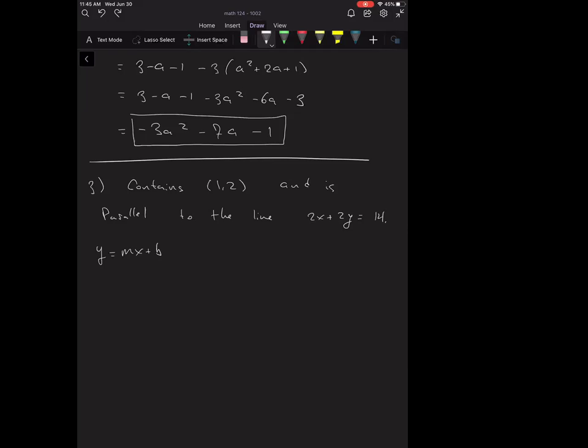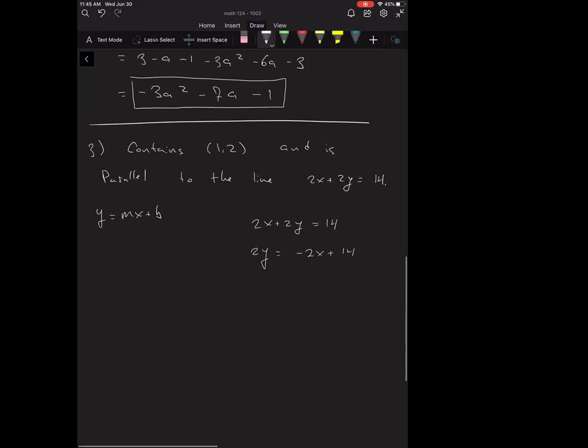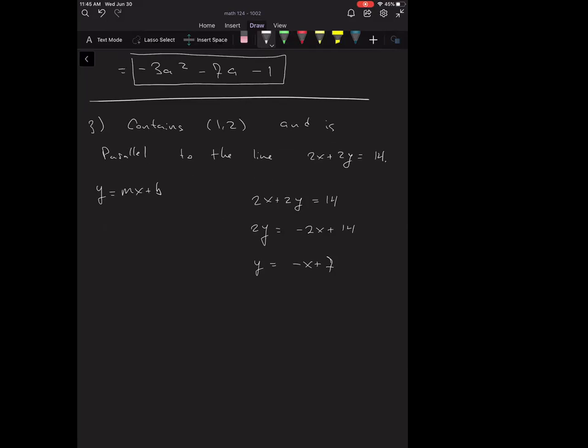So we have 2x plus 2y is equal to 14. If we want to put this into y equals mx plus b, let's just subtract the 2x over. So we have 2y is equal to minus 2x plus 14. And we can divide everything by 2, so we get y is equal to minus x plus 7. So then we see the slope of this line is going to be minus 1. And because we have parallel slopes, our slope is going to be the same thing as this. So our m is going to be equal to minus 1.